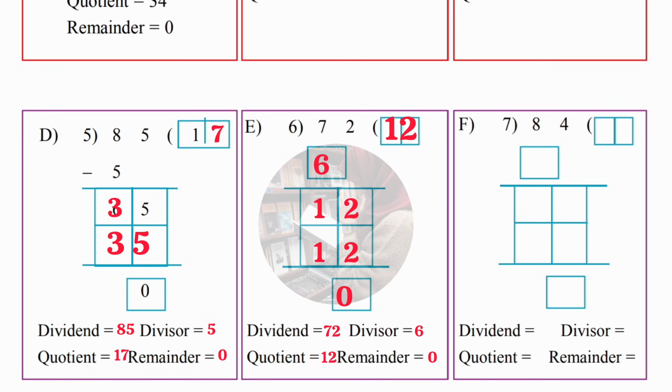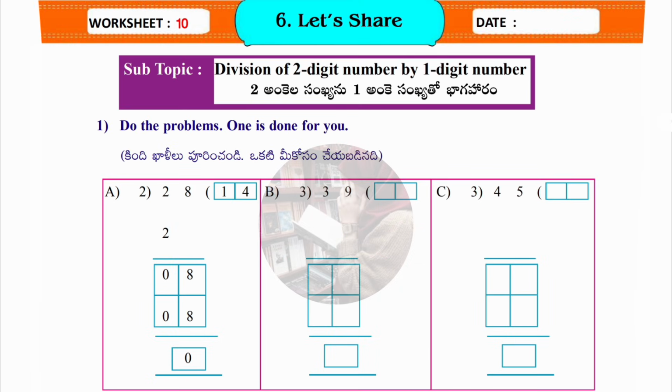Next, last one, 84 dividend and divisor is 7. So let's do the division. 7 1's 7. So if you subtract 7 from 8, you will get 1. So write down 4 as it is. Then it will become 14. So 7 2's 14. 0 is the remainder. Okay, so write down dividend is 84, divisor is 7, quotient is 12 and remainder is 0. Understood guys?